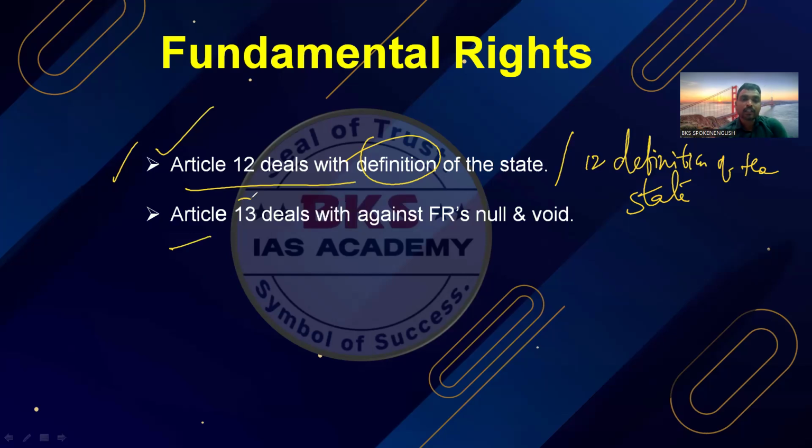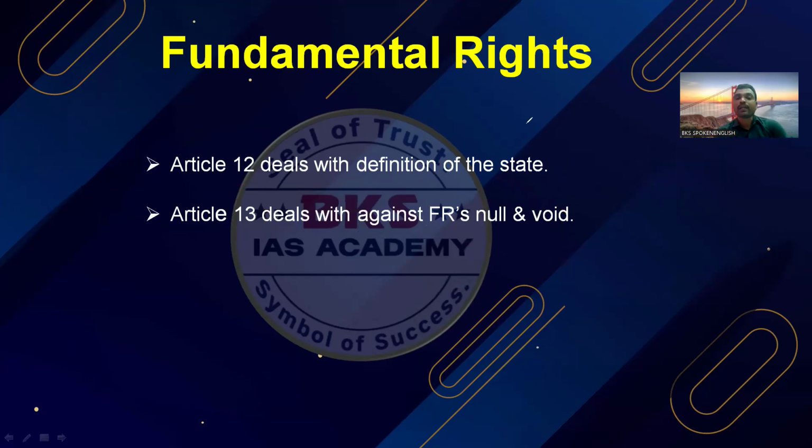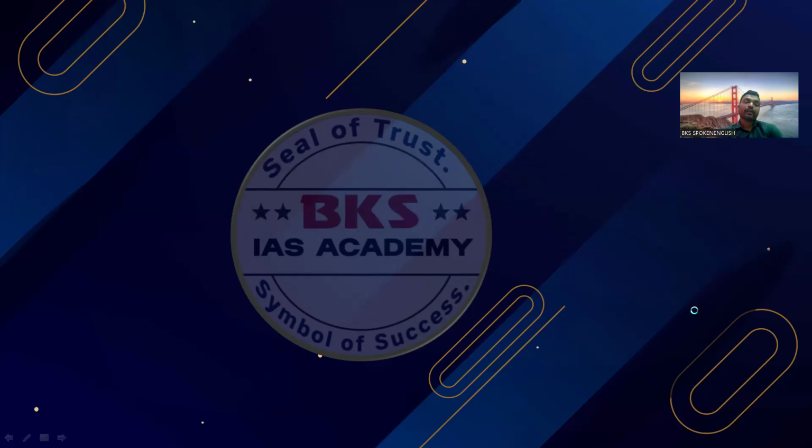Next one is Article 13. Article 13 deals with laws against FRs. FRs means fundamental rights. Any law or rule against a fundamental right is null and void, meaning it is not enforceable by a court of law. Did you understand this?